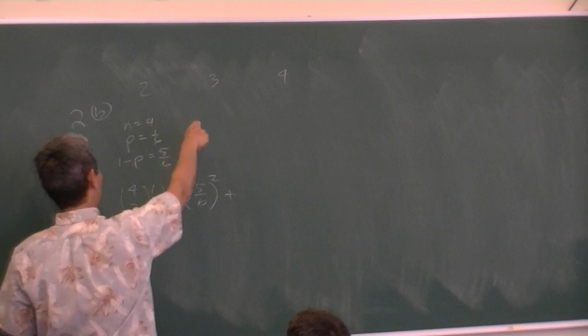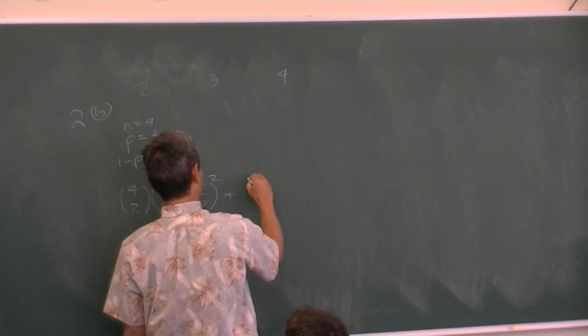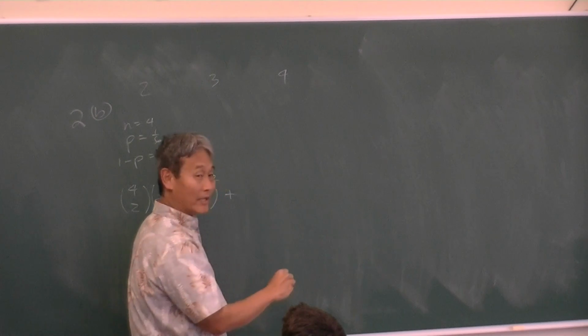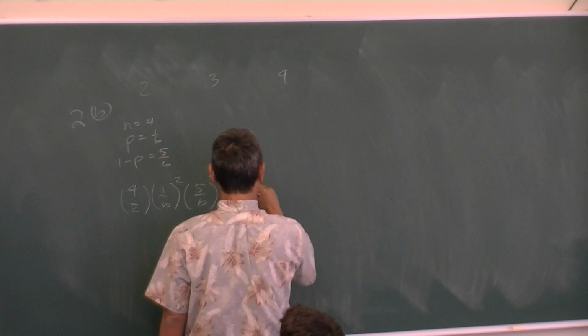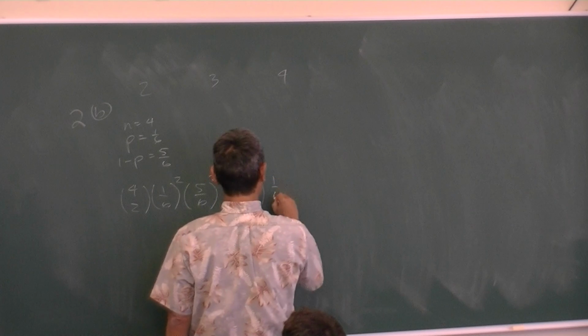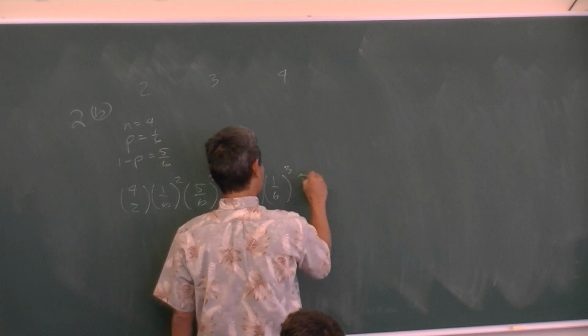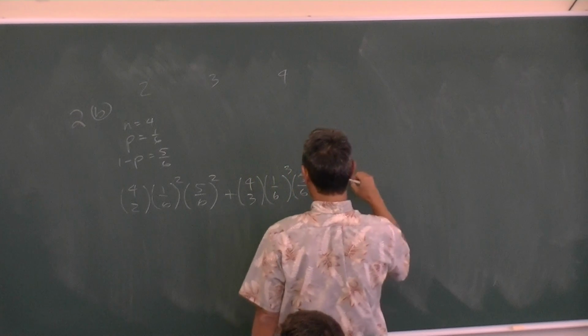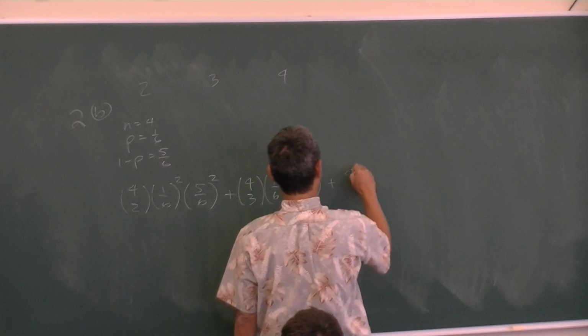Next case, 3 ones. So we're going to play the period 3 game. 4 choose 3, 1/6 to the 3, 5/6 to the 1. And then finally 4 ones. 4 choose 4.